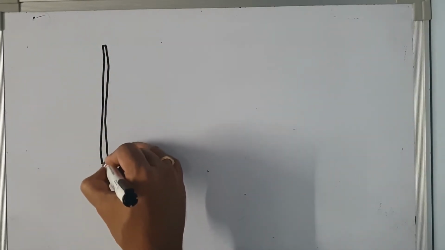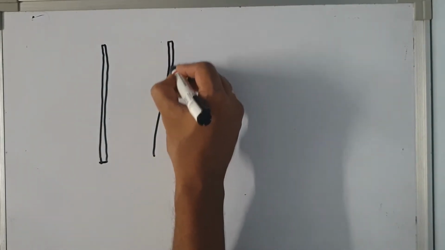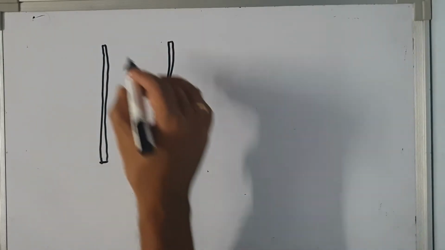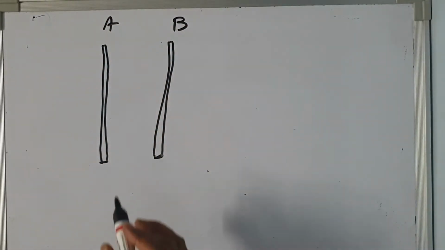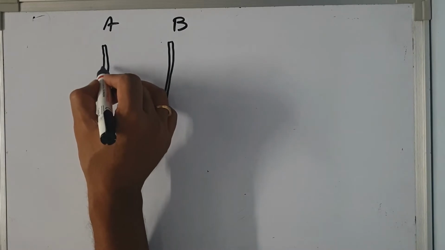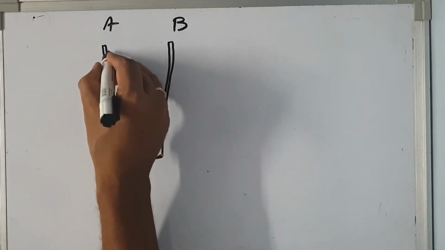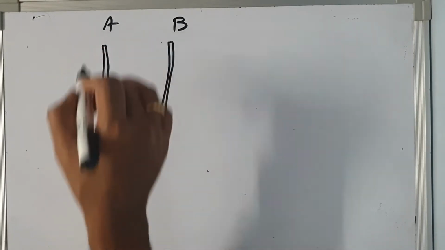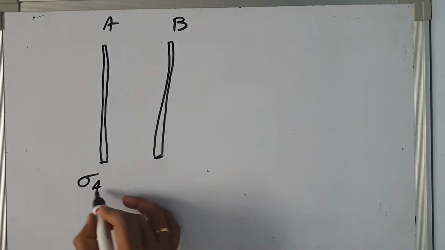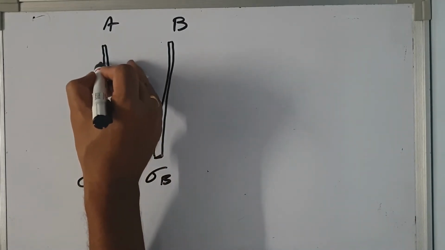Here is one sheet, here is another sheet, both parallel to each other. Let me call this plate A, or sheet A, and sheet B. Let us say this is positively charged. Both are, let me say, the surface charge density of the first one is sigma A and this one is sigma B. Both are positive.